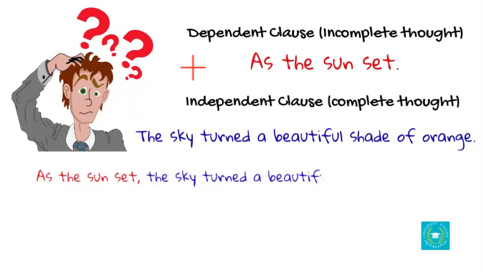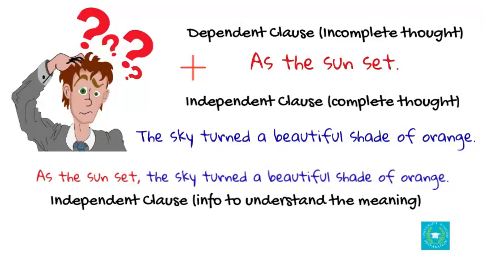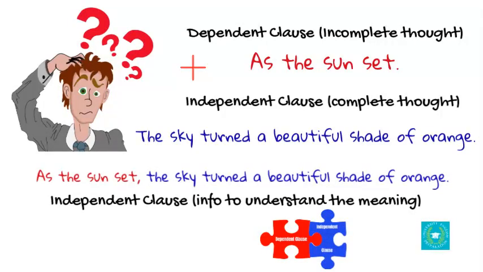"As the sun set, the sky turned a beautiful shade of orange." This independent clause is perfect. It gives us all the information we need to understand the speaker's meaning. By combining our dependent clause with our independent clause, we have one big, info-packed independent clause.